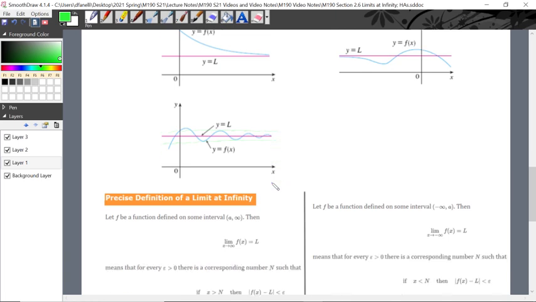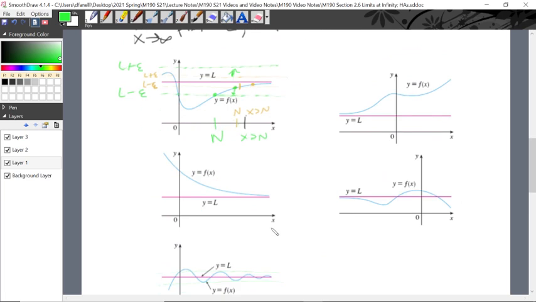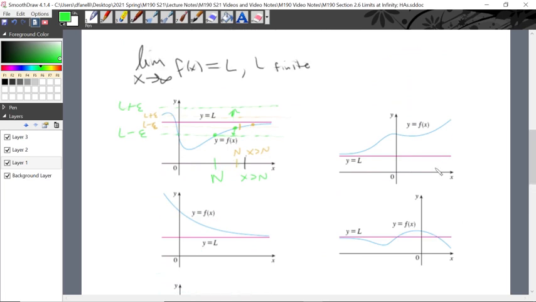That's the precise definition of the limit at infinity. The book has a nice applet in it that puts this in an animation. I'll take a look at that in a moment.